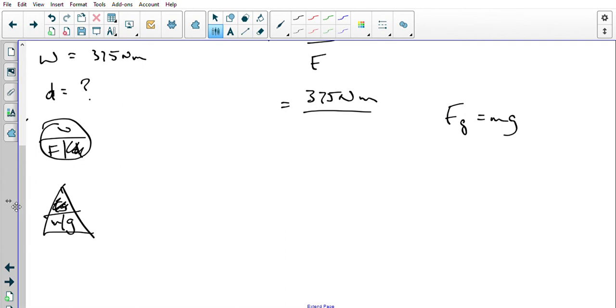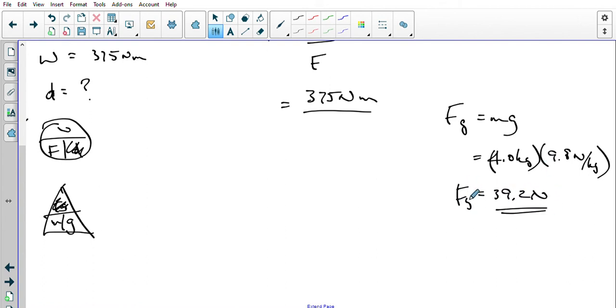Our mass, well, we said our mass was 4.0 kilograms. Our g, that's our constant, 9.8 newtons per kilogram. So 4 times 9.8, and that's equal to 39.2 newtons. That represents the force of gravity, the force that we would have to put into this. So we can go 375 divided by 39.2, and what we get is 9.6.